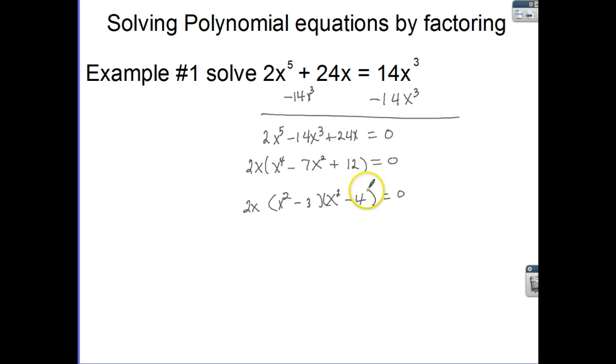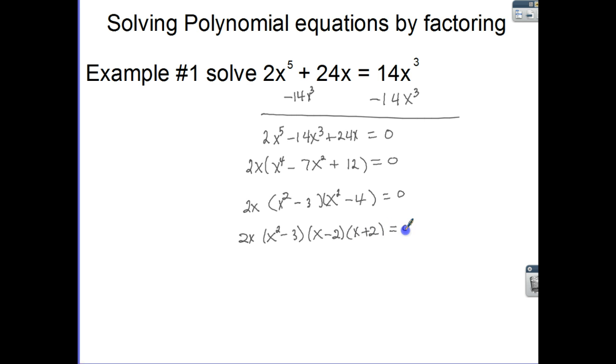Now hopefully your eyes are catching the fact that this is the difference of two squares. 4 is a perfect square. This one keeps factoring, so I'll take a line to do that. This one's going to stay the same because 3 is not a perfect square. Can't do anything with this one. But this is going to turn into, hopefully we can just do this without writing the parentheses squared minus parentheses squared, x minus 2 and x plus 2.